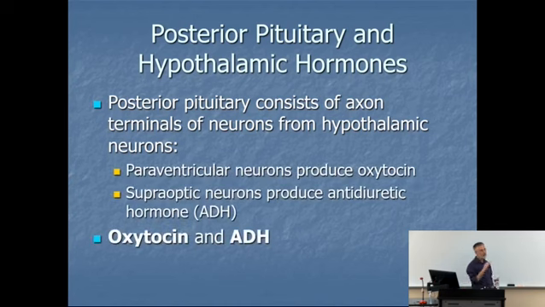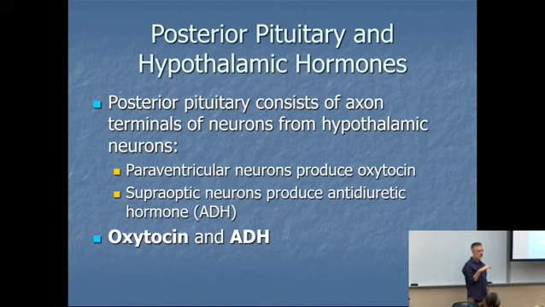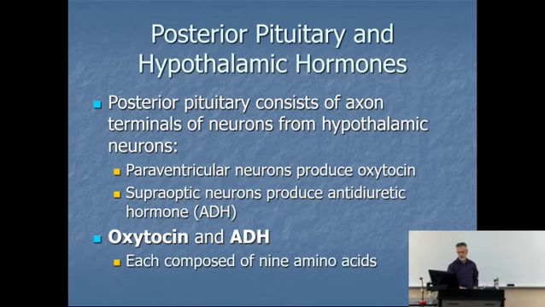And again, like with the anterior and the hypothalamus, don't worry about specific cells. I have them listed there, somatotrophs and various things like that, lactotrophs. Don't worry about the specific cells. As long as you know whether it comes from the anterior pituitary or the posterior pituitary, that's the most important thing, okay? Okay, so oxytocin and antidiuretic hormone.